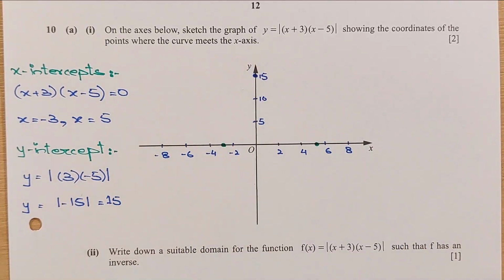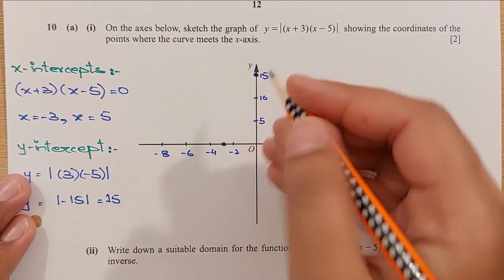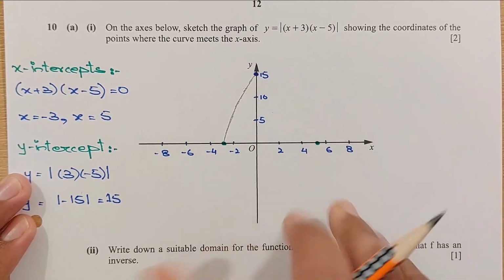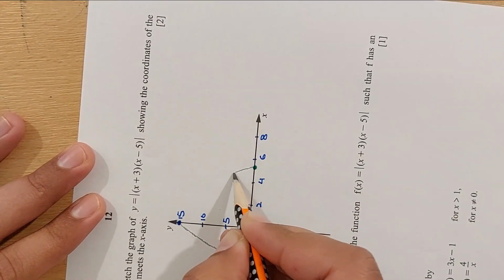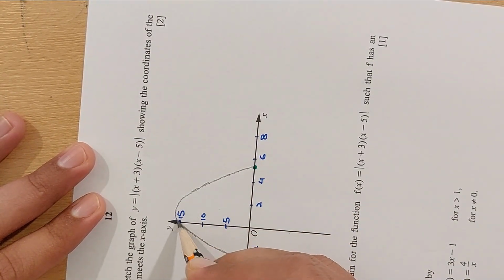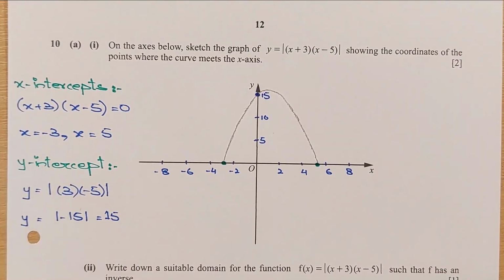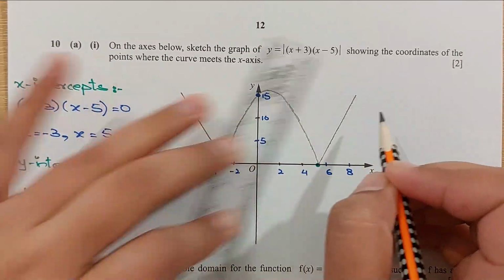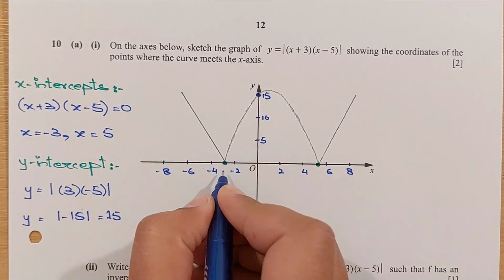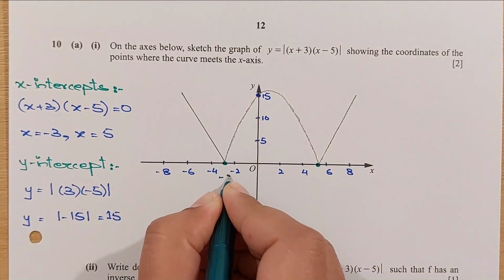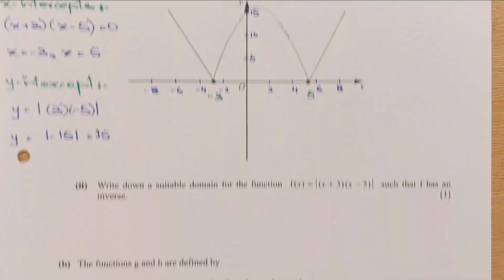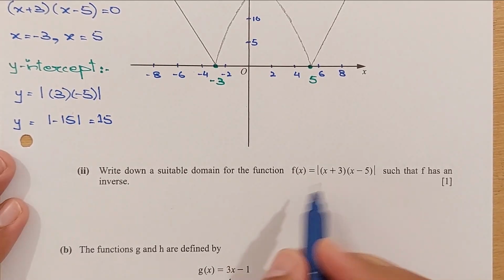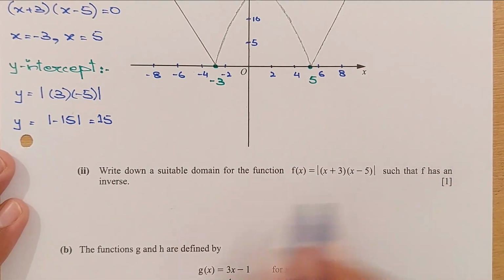Now let me draw the parabola. Okay, make sure your curve passes through the x and the y-intercepts. Right, so this is the shape of the parabola, and since it is an absolute value function, we have to draw the straight lines on both sides of the curve, and this point is -3 and this point is 5, right? Now for the second part, write down the suitable domain for the function f of x equals this function such that f has an inverse, right?